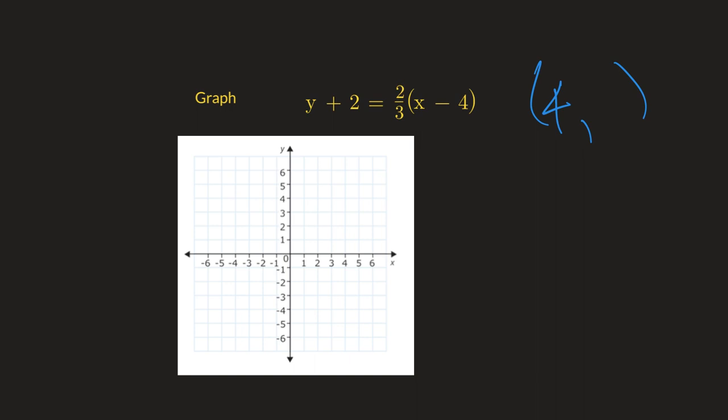What is the y value that went in? Thank you, -2. Because you're seeing y plus 2, because that's a plus sign, that tells us that 2 was a negative value. So 4, -2 is your point. What's your slope? 2/3. Okay, so let's go plot the point 4, -2. We're going to go right 4, down 2. Put a point.